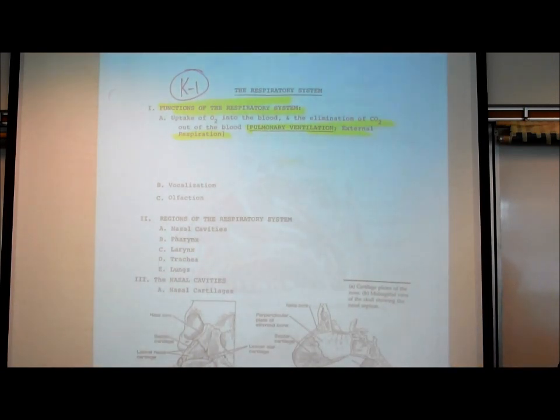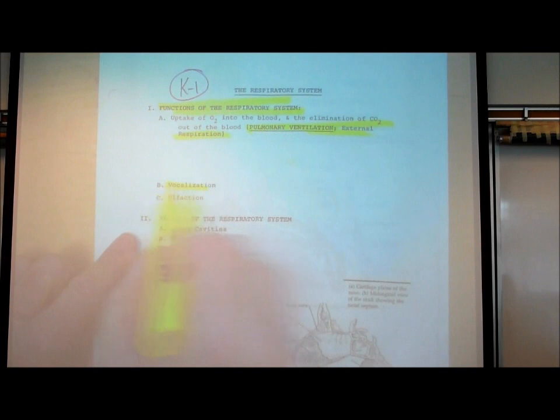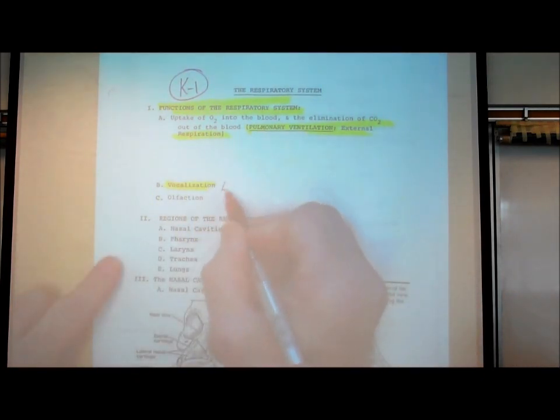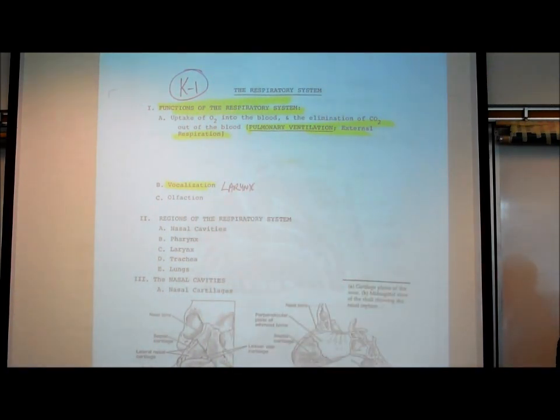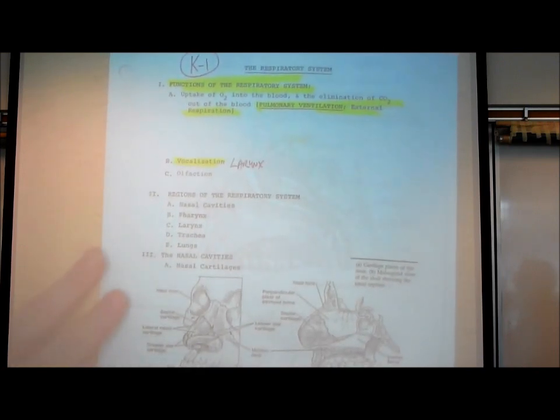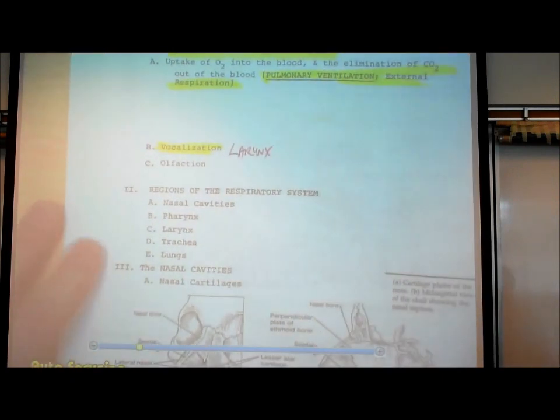Now, a second function of our respiratory system is vocalization. And that's because your vocal cords in your larynx are part of your respiratory system. And the third function of the respiratory system is olfaction. And that's the sense of smell.